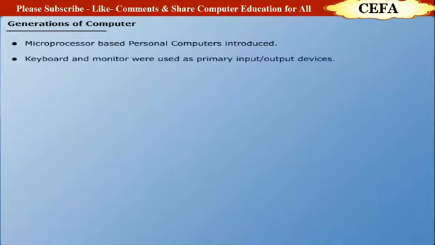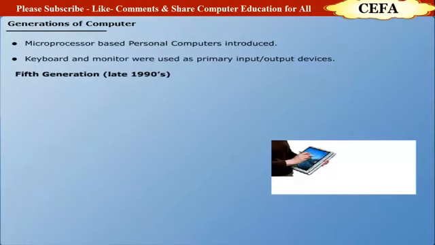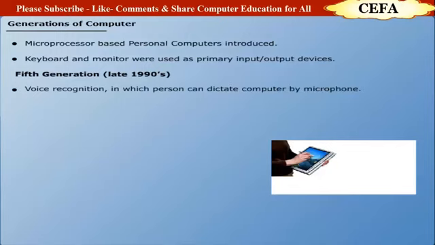IBM made personal computers using microprocessors. Keyboards and monitors were used as primary input and output devices. Fifth generation, late 1990s. In fifth generation computers, voice recognition was used as an additional special feature. Voice recognition is also called speech recognition. It is the ability of a device to receive and interpret dictation.